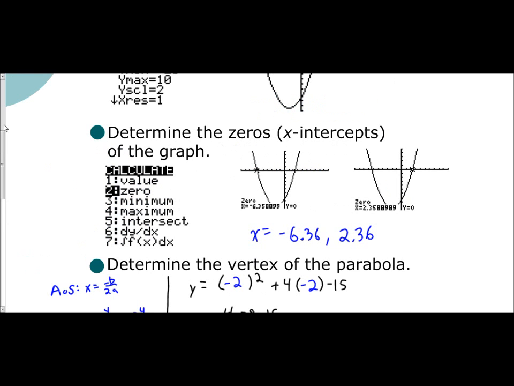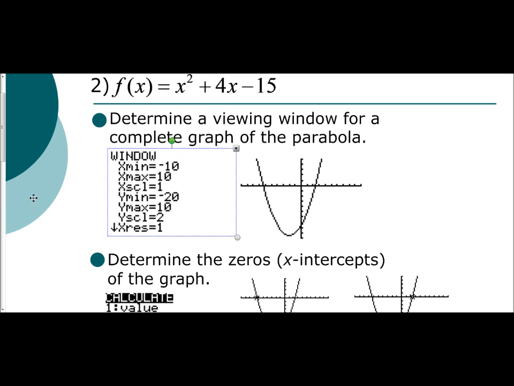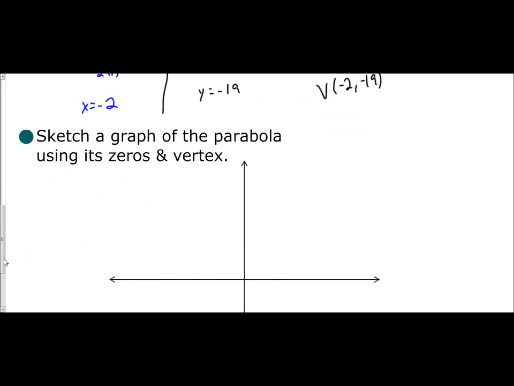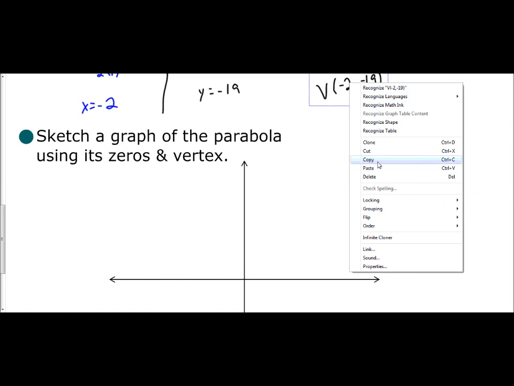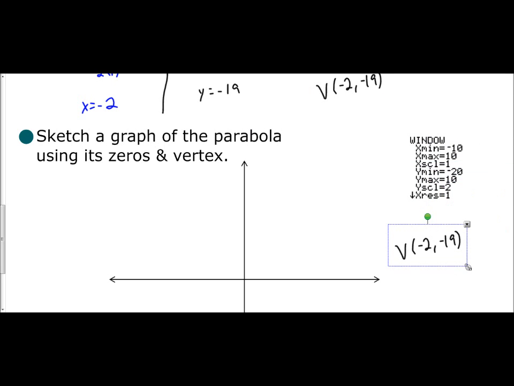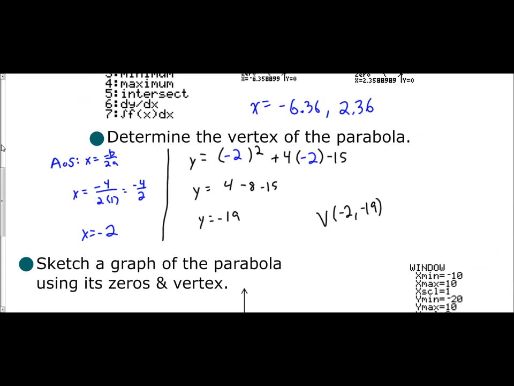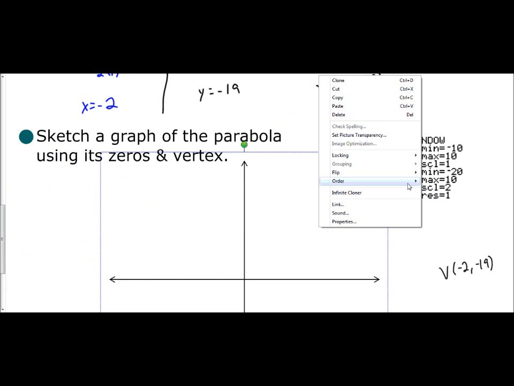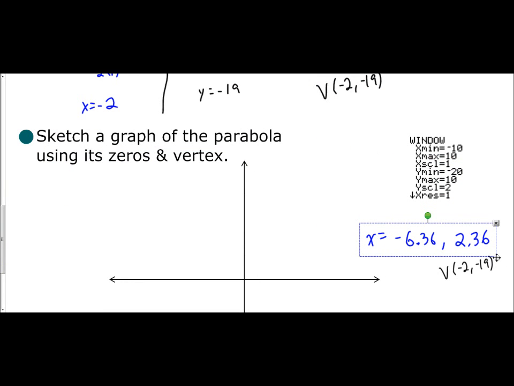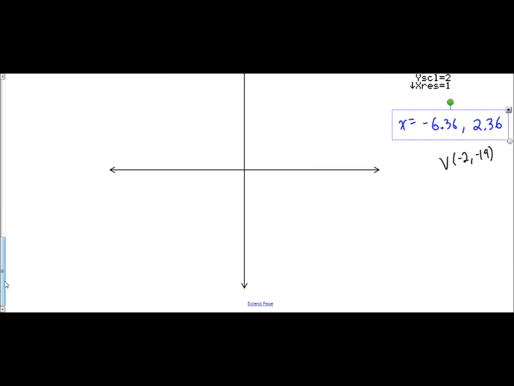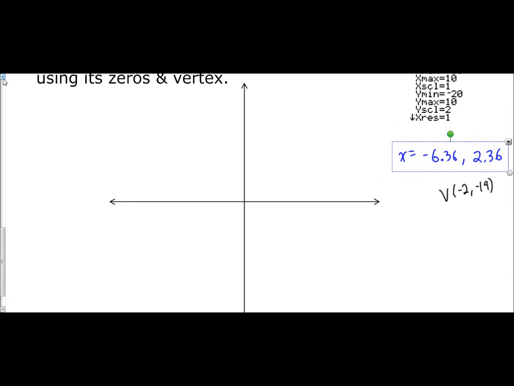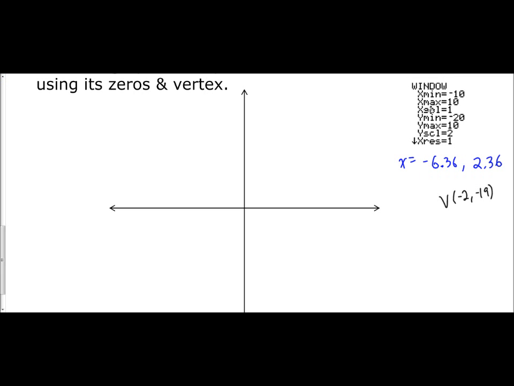And so I'm going to go up and grab my window size, the viewing window I used. I'm also going to need my vertex, and I'm going to need my zeros. So the window size, the viewing window, allows us to actually label our graphs to make it a little bit easier. I see on my window size for this, I had an x min of negative 10 and an x max of positive 10. And so I can just label those right now.